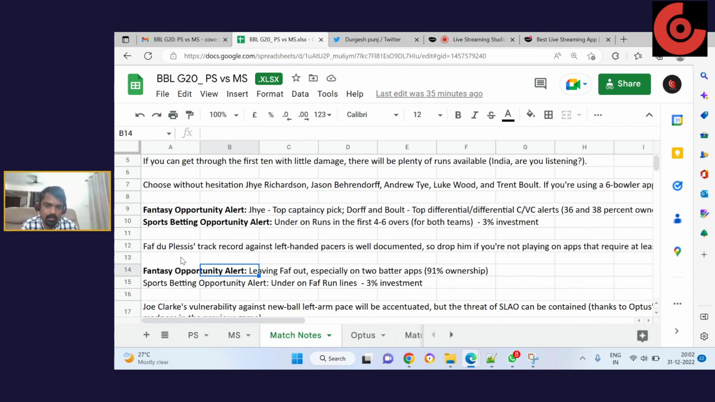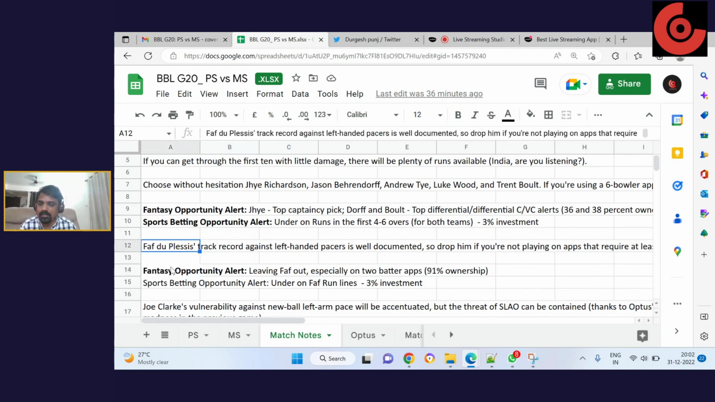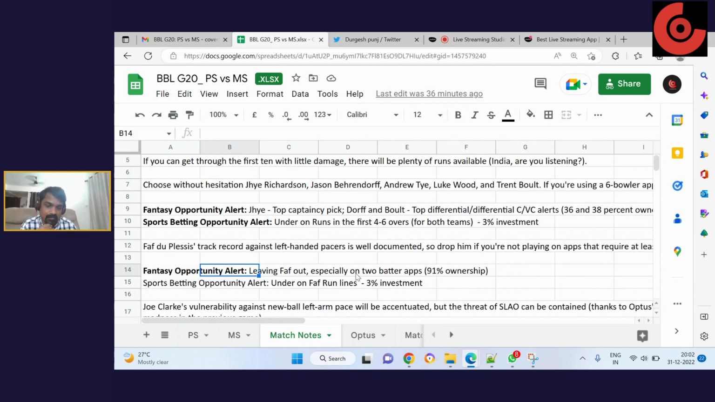Whatever type of fantasy player you are, if you are just someone who is going to do your own research and pick teams, this is an essential read for all of you. So, for example, here is an alert where we have recommended leaving Faf out, and Faf was someone who was owned by 91 percent of the managers, which shows how popular a pick Faf was that day.